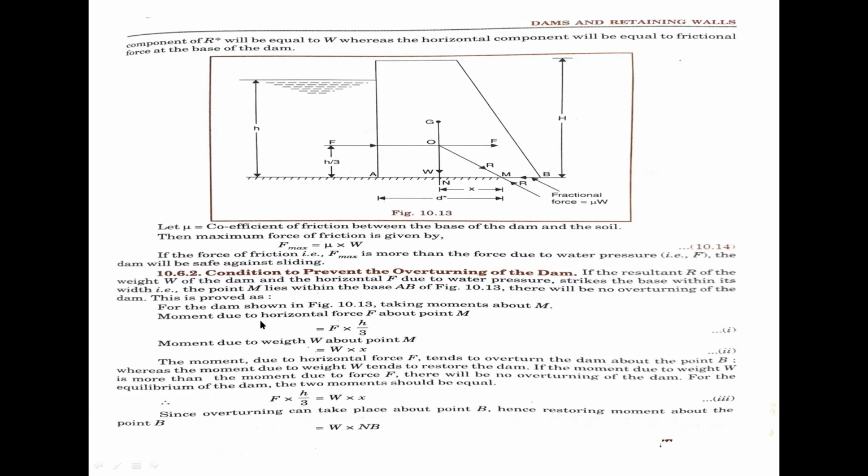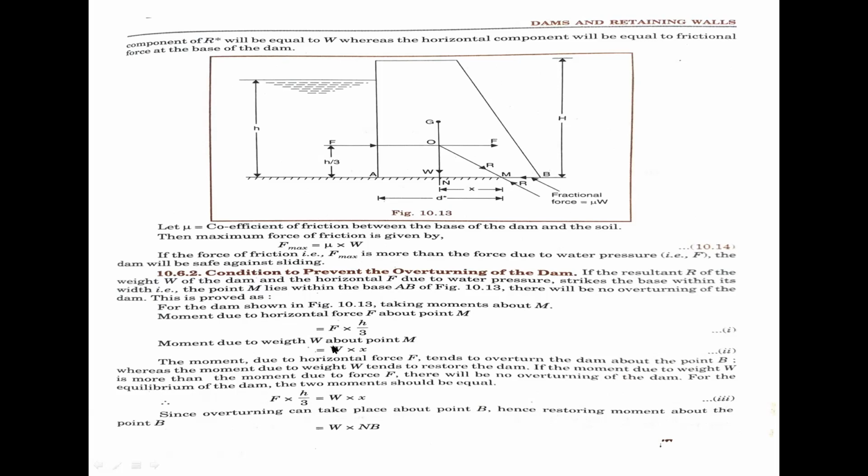Now, to prove this condition, you have to take this diagram, taking the moment about capital M. The moment due to the horizontal force capital F, which is the force acting on the dam due to water pressure, about point capital M, equals F into H by 3. Moment is force into distance, so F into H by 3 for this horizontal force.